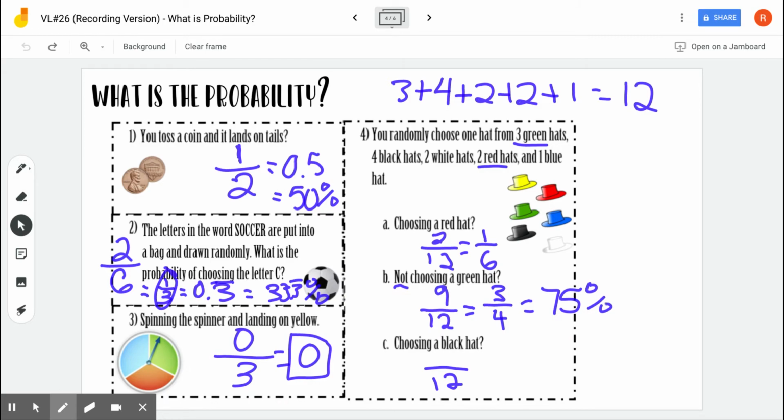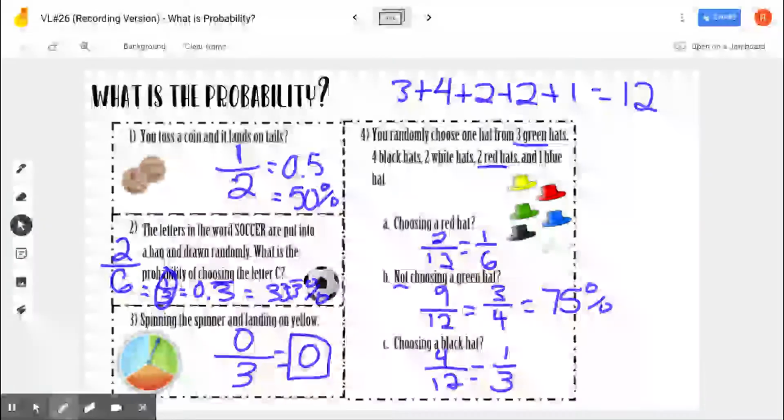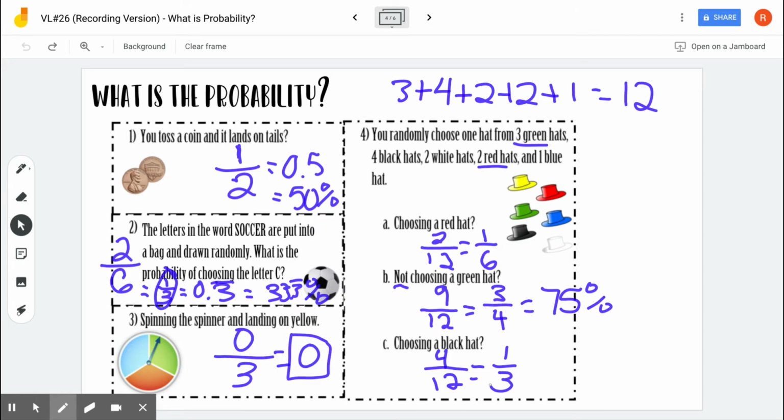And then your probability of choosing a black hat, well, there are 4 black hats. So 4 out of 12, which simplifies to 1/3. So your probability is 1/3.